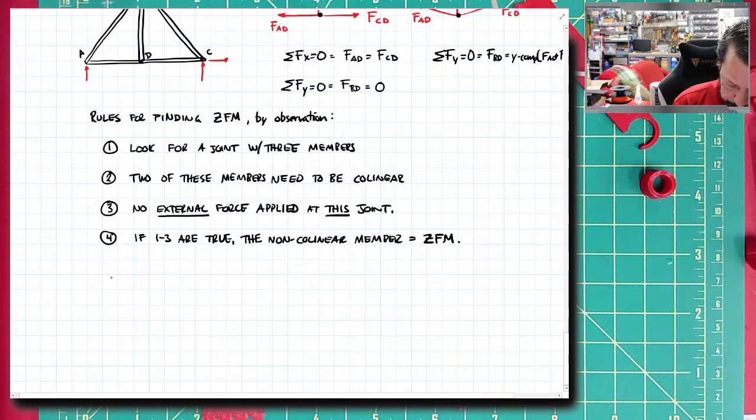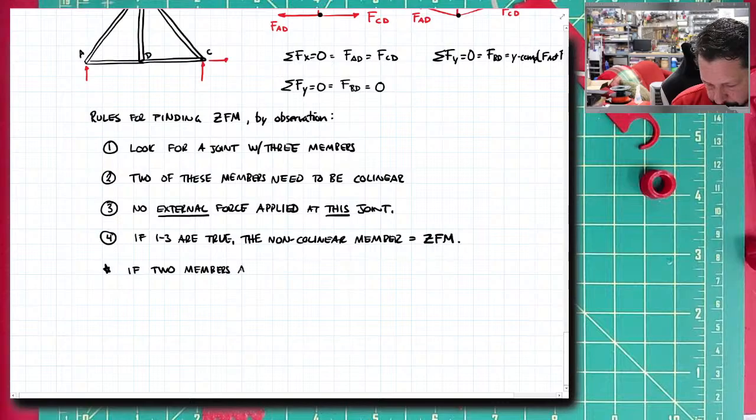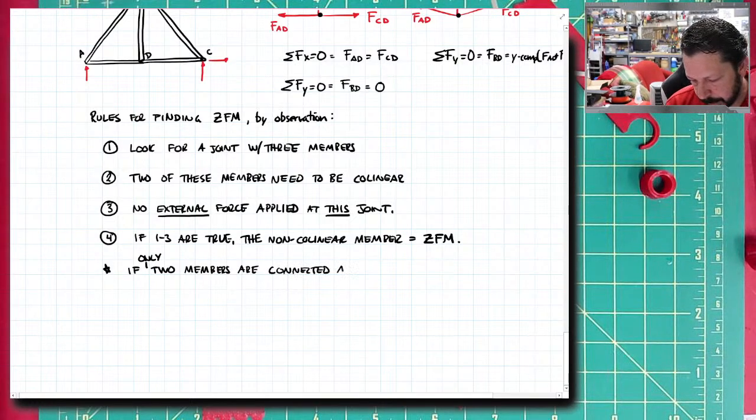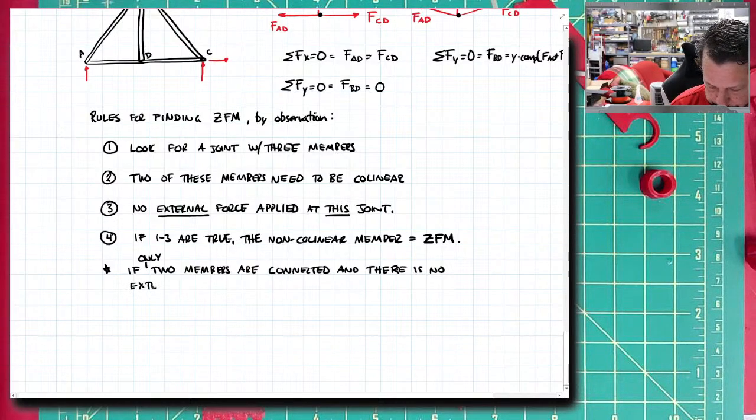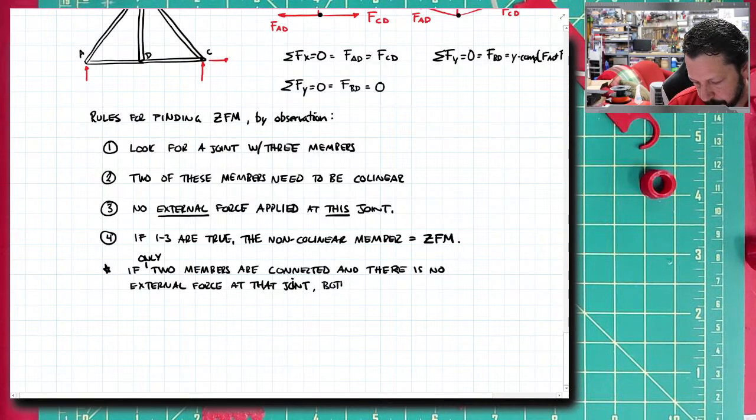Here's a bonus rule. If 2 members are connected, and if only 2 members are connected and there is no external force at that joint, both are 0 force members.